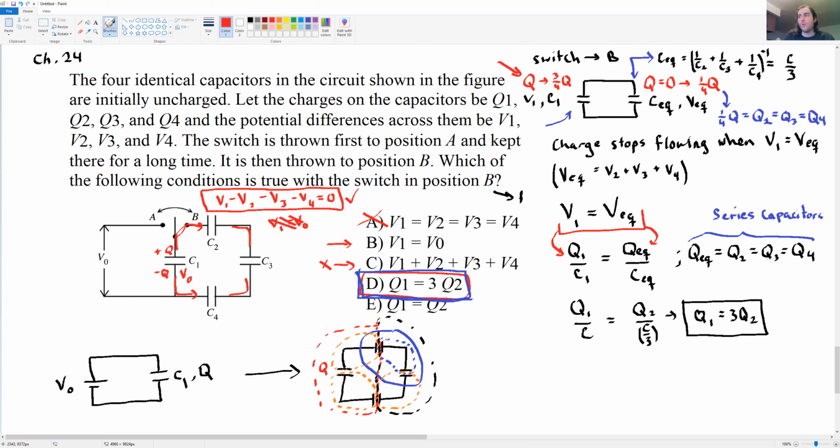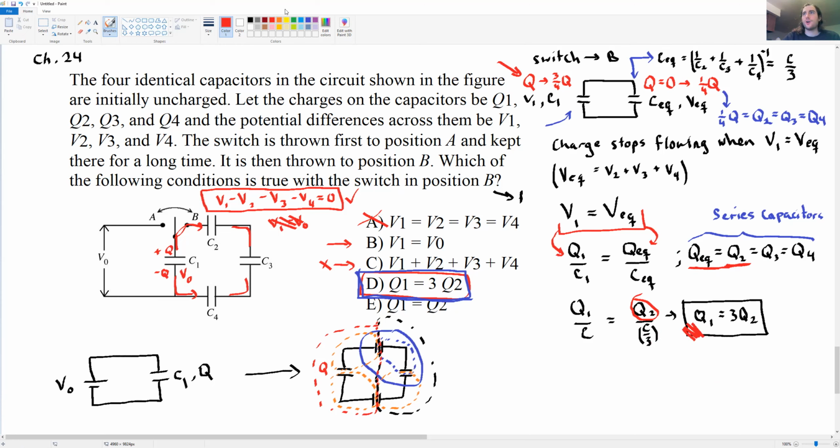We can replace the C1 and the CEQ in terms of C. We have 4 identical capacitors, so we can just say C1 is C, and then CEQ is going to be C over 3. Replace QEQ with Q2, because as you can see here, series capacitors, again, QEQ is equal to Q2. So we'll replace that right there, circling it in red. And what we find is, because the capacitance decreased by a factor of 3, that 3 flips up and multiplies the Q2. So Q1 is equal to 3 Q2.